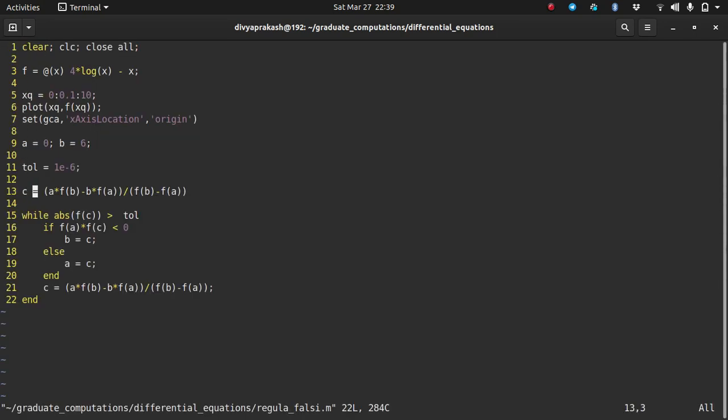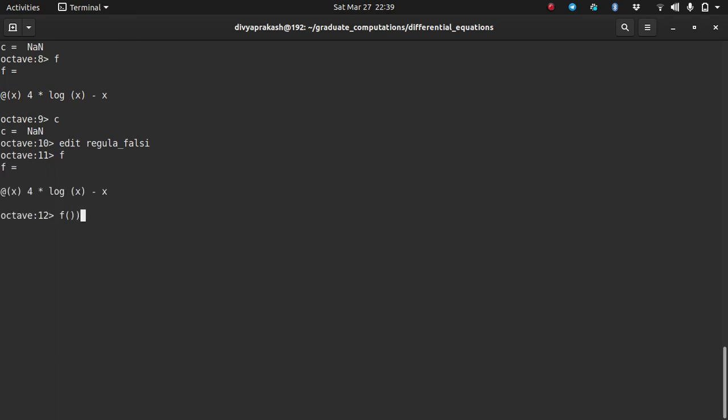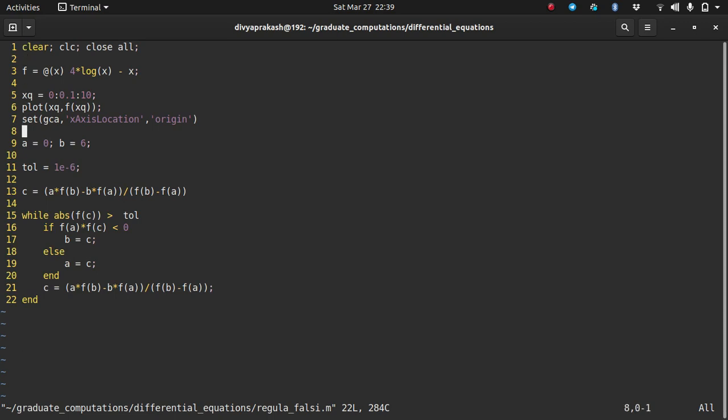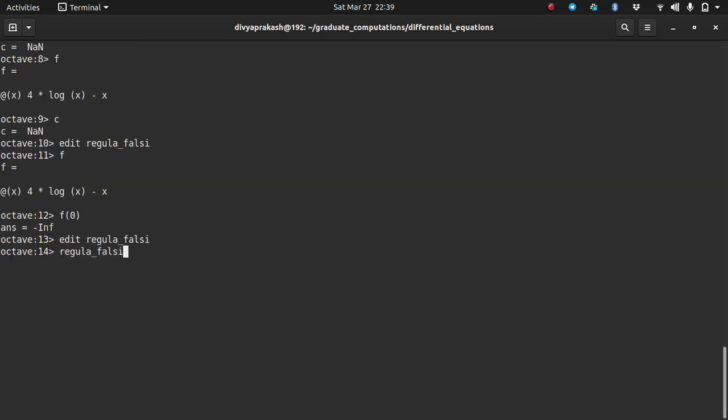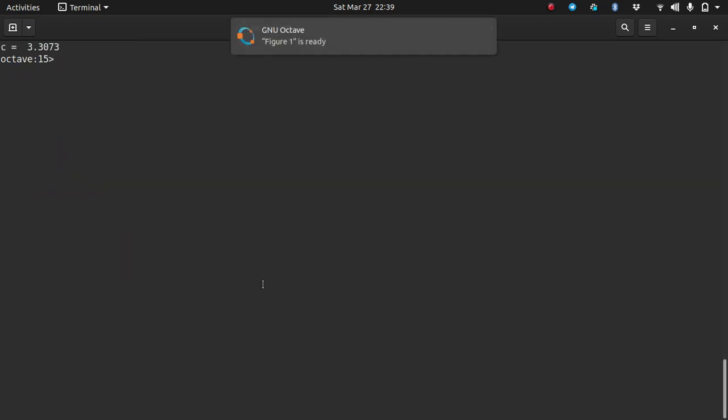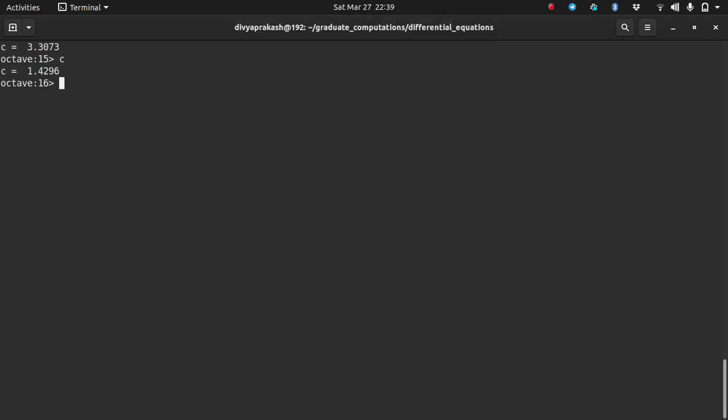C is nan because a is 0 and f of a is not defined. If you look carefully, f is not defined at 0 because it's a log function. So I made a mistake. I cannot give 0 as one of the interval values because it's a log function. So let me just change it to 1 and hopefully it will work now. C is 3.3073. That's the initial guess. The final one is 1.4296.